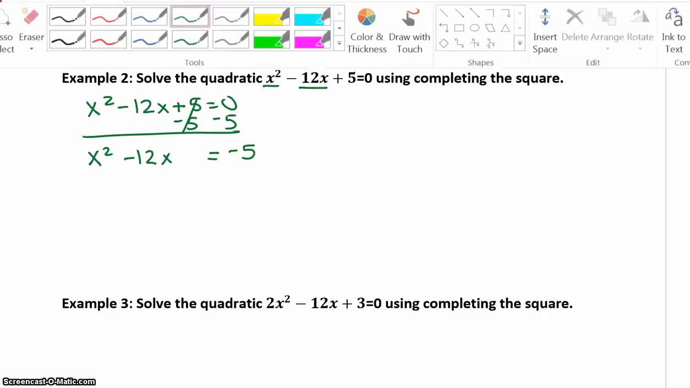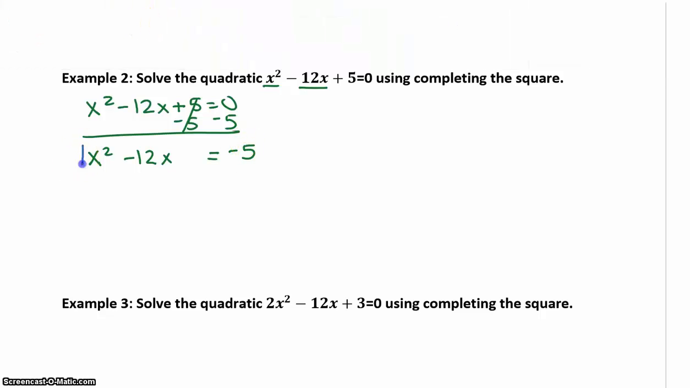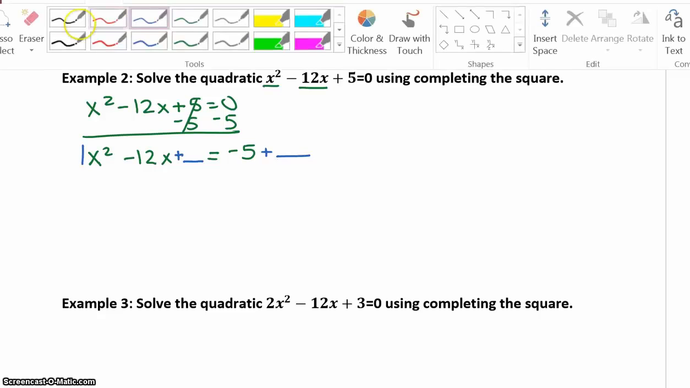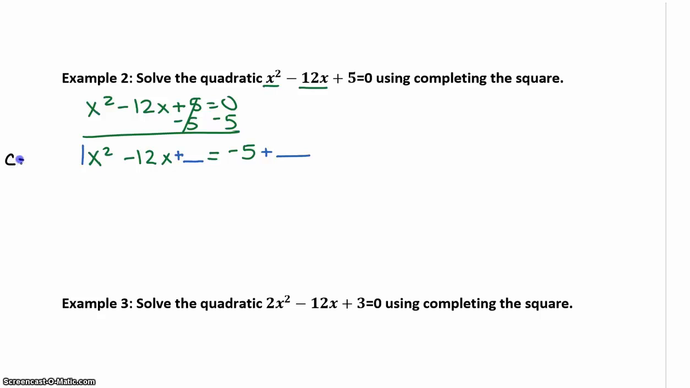Now, I'm going to check to see if I can complete the square. We have a leading coefficient of 1 for the x squared term, which is what we want. And we have the x squared and the x term by itself. So let's add the plus blank, and add the plus blank here too. Now we're going to find our c value. Remember that c equals b divided by 2, squared. This one is the a term, which we don't really use. This one is the b term, and this one is our c term.